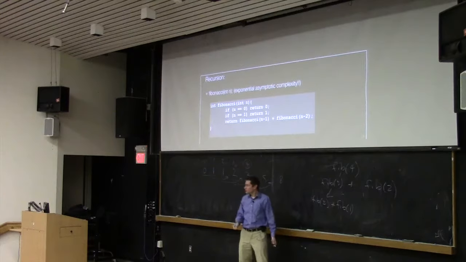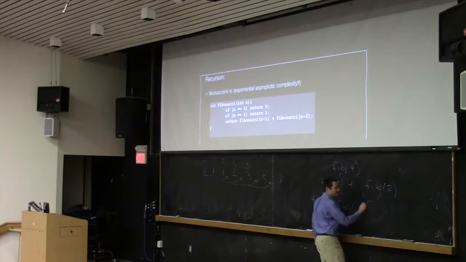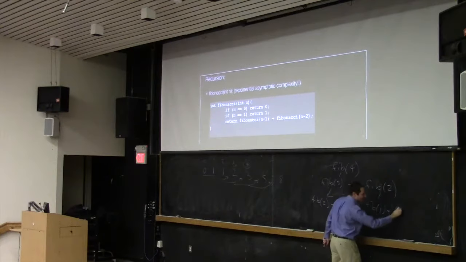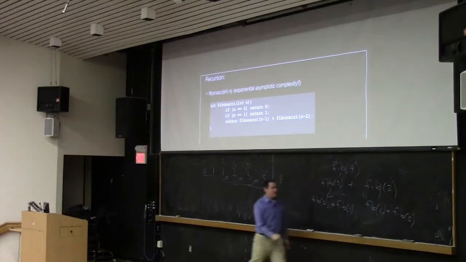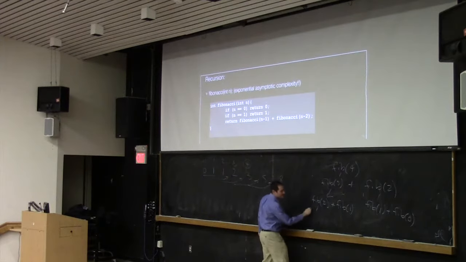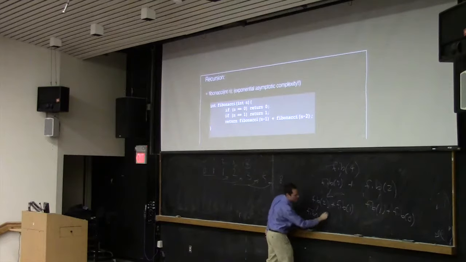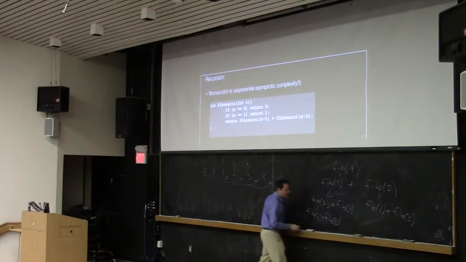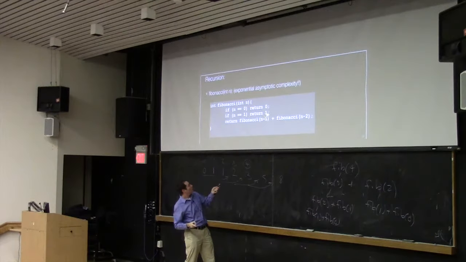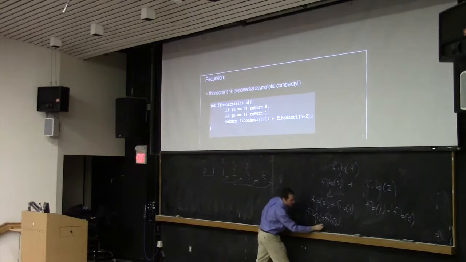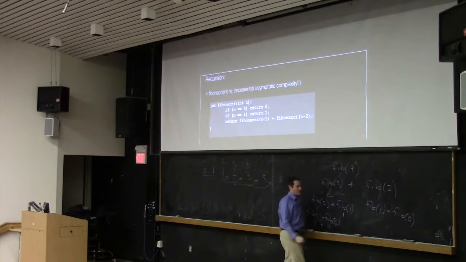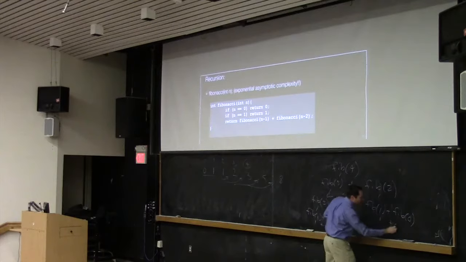What's the Fibonacci of 2 say? Return the Fibonacci of 1 plus the Fibonacci of 0. What's this Fibonacci of 2 say? Same thing, right? Fibonacci of 1 plus the Fibonacci of 0. And then Fibonacci of 1 will return what? 1. And Fibonacci of 0 returns 0, right? Fibonacci of 1 returns 1 plus 0.